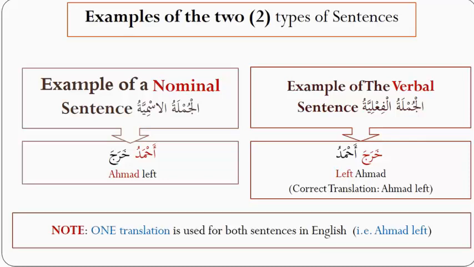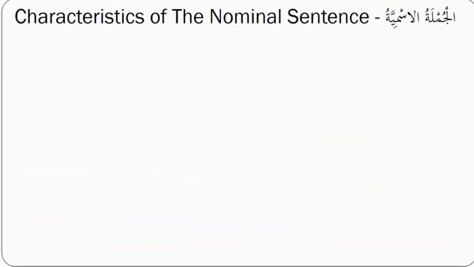Notice one translation is used for both sentences in English, that is Ahmad left. So this is something that you must pay attention to. But in Arabic, it is two separate sentences that have two completely different indications. So you must be on top of this. Any sentence that starts with an ism is a jumlatul ismiyya, and any sentence that starts with a fi'l is a jumlatul fi'liyya. Characteristics of the nominal sentence, that is al-jumlatul ismiyya.